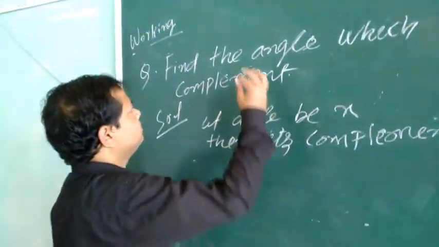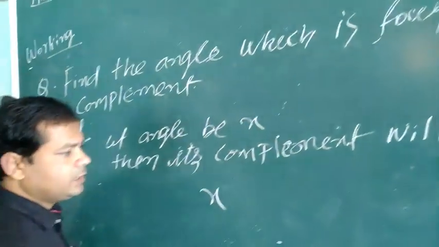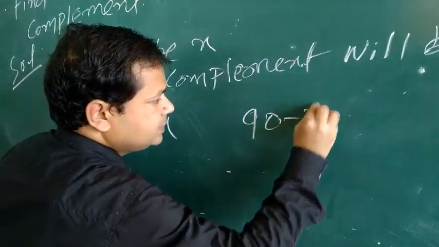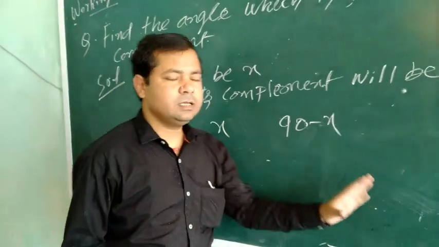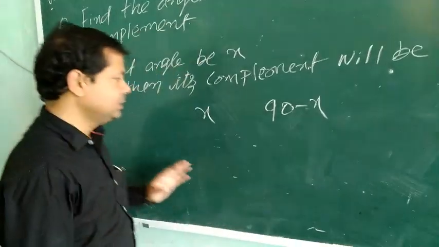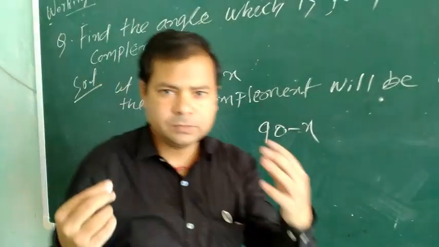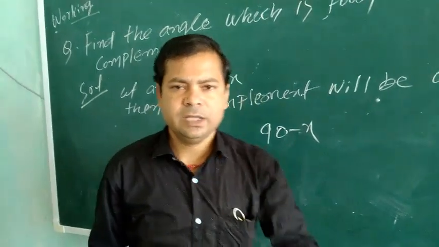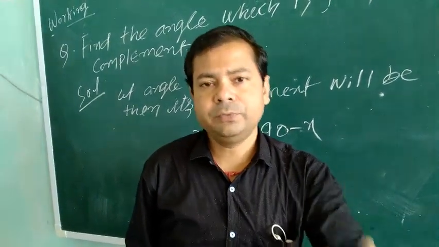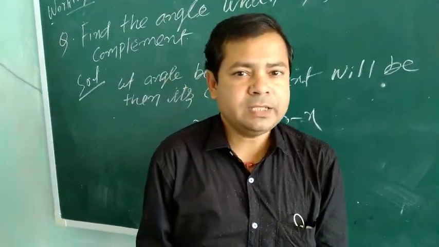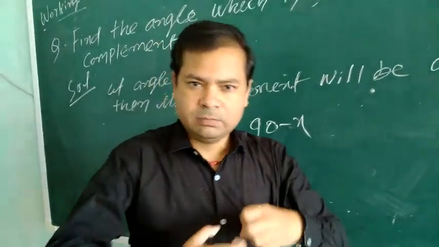Now come to the problem. Find the angle which is 4 times its complement. Here is the required angle and here is its complement. It cannot be possible that both angles will be equal, because one angle is 4 times its complement. You can understand by a simple example. If my age is 4 times your age, and your age is 10 years, then what will be my age? 40 years. It is impossible that your age and my age become the same.